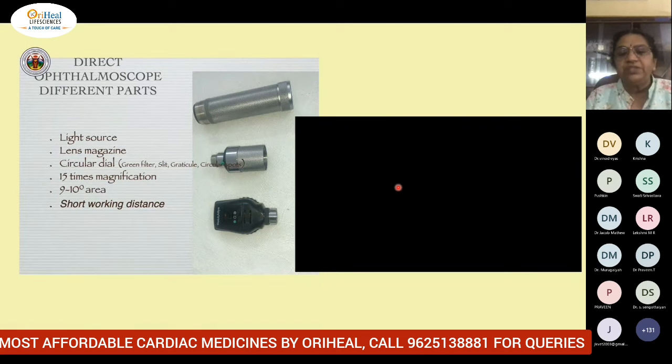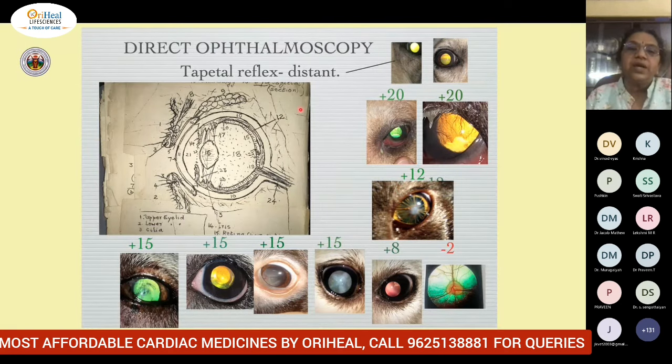Now, what we have achieved by doing this with the direct ophthalmoscope: first I said you have to look for the tapetal reflection at a distance. See, you have got the tapetal reflection. Now, after getting the tapetal reflection, there are some set diopters to examine different structures inside the eye. It starts with plus 20 on the cornea. When you work on the cornea, you can see here some anomaly. The cornea lost its luster, it is not transparent.